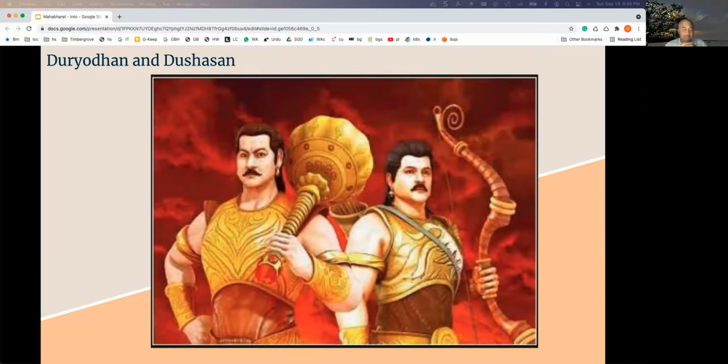So Dhritarashtra's eldest son is Duryodhana. The next son is Dushasana, and they've got 100 sons. But they also have one sister. Her name is, no surprise, Dushala. And Dushala has a husband whose name is Jayadrat. The reason these characters are important is that there's a very interesting incident that takes place in Mahabharat.